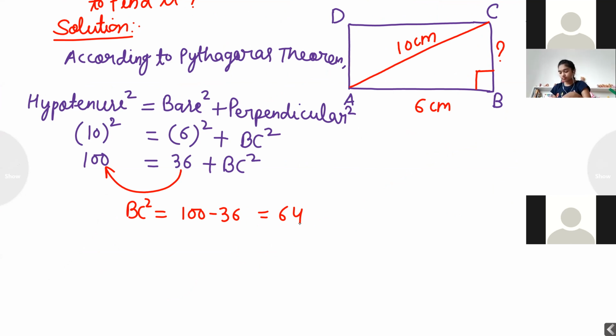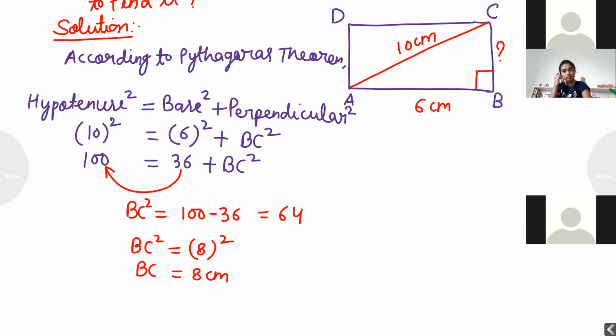Now 64 is a perfect square. If I multiply a number 2 times, that is called a perfect square. Now BC square is equal to 8 whole square. If exponents are same, base also will be same. The value of BC is 8 centimeter.